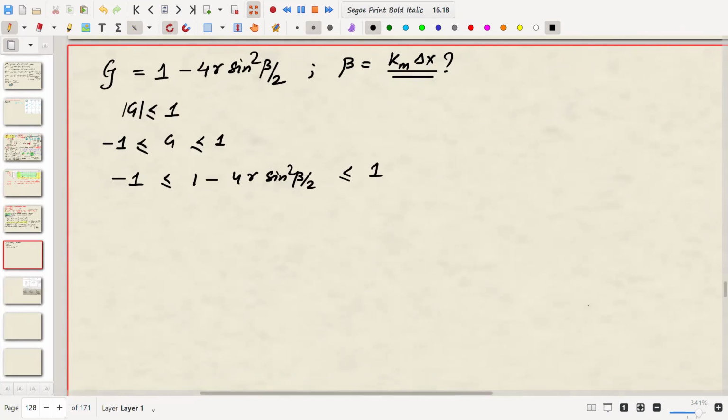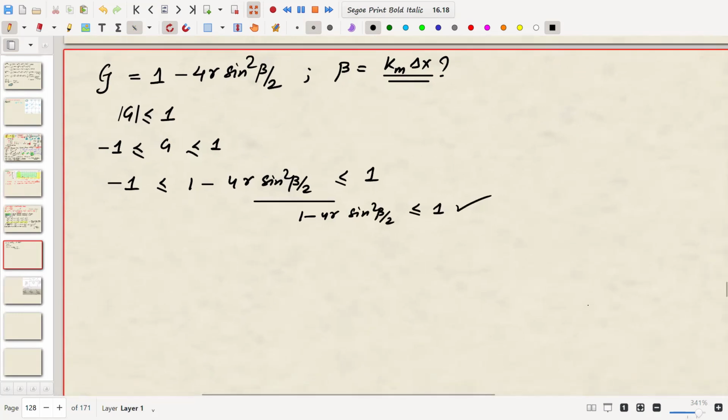So observe that in this case, 1 minus 4R sine square beta by 2 is less than 1 is always true. Because R is always positive, sine square beta by 2 is always positive. You are subtracting from 1 a positive quantity, which is always less than or equal to 1. So this is always satisfied.